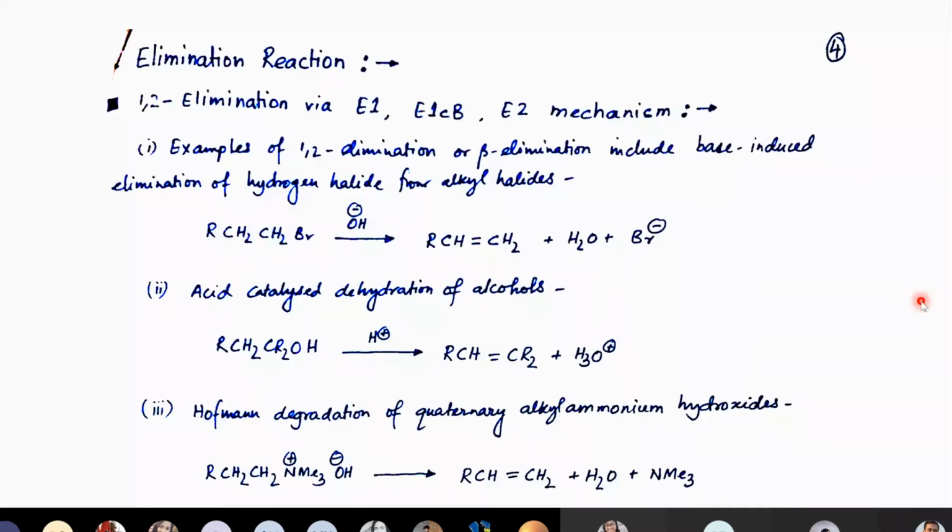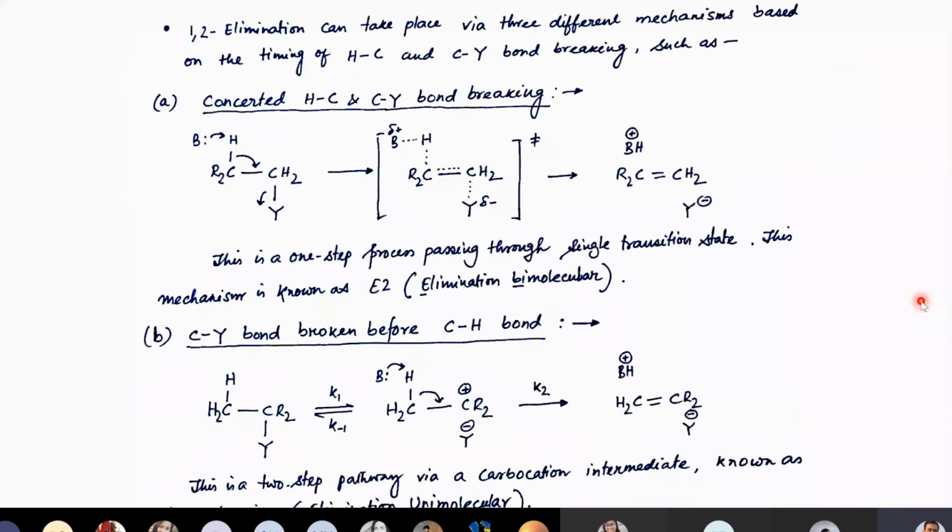Then what is the mechanism? How does this elimination take place? 1-2 elimination can take place by three different mechanisms, as you have already learned, based on the timing of C-H bond breaking and C-Y bond breaking. For example, the one that we showed already. This is your beta carbon, it has a hydrogen, and this is your alpha carbon, it has the leaving group. You can imagine there are total three possibilities.